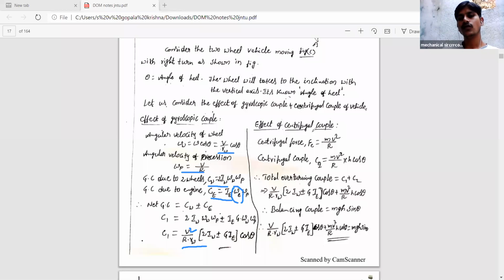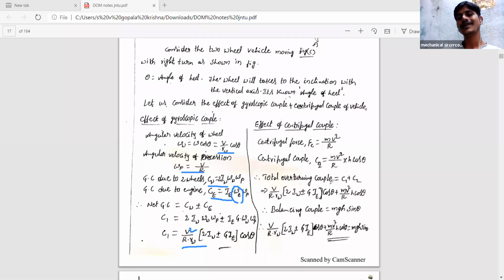Okay, this value is already known: mv square by capital R. And now we are going to write the couple. So the centrifugal couple, represented with the symbol C2, equals force into distance. The distance value is how much? So mv square by capital R into h cos theta. H is replaced with h cos theta, the perpendicular distance.